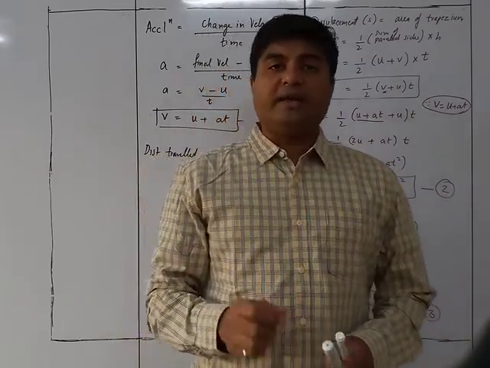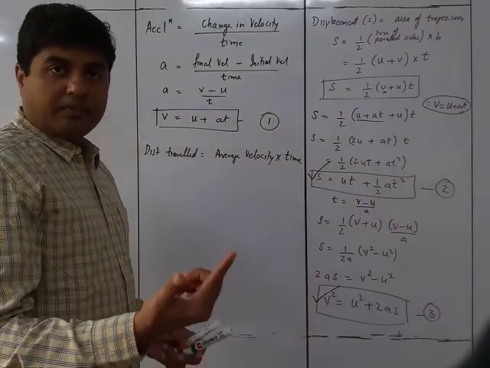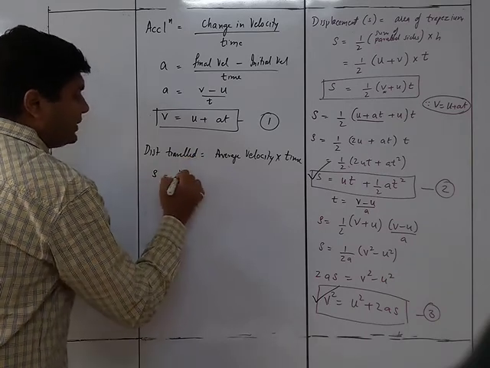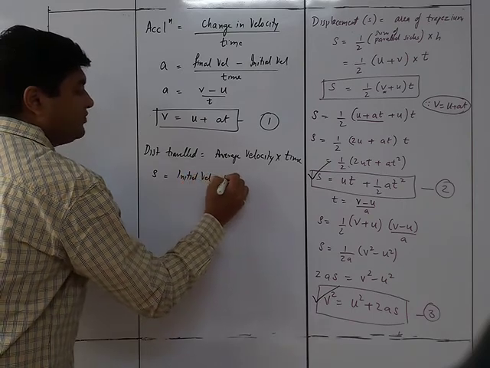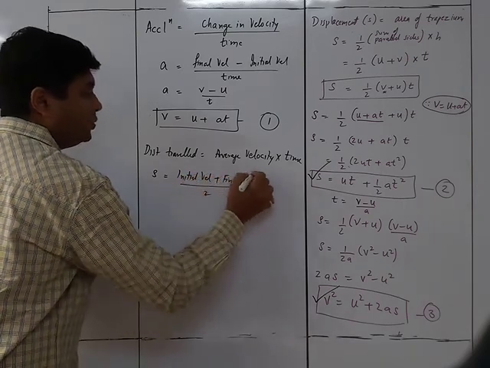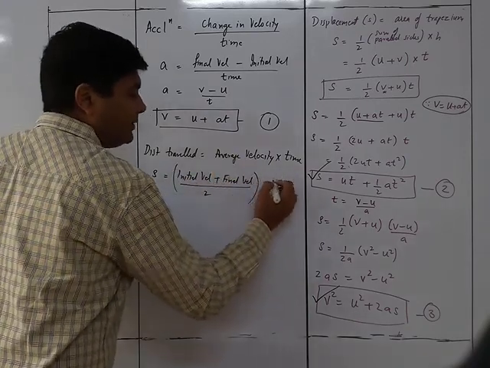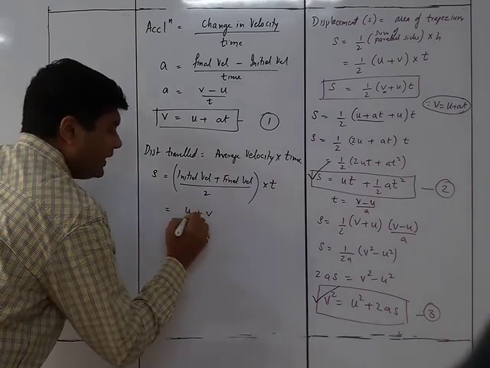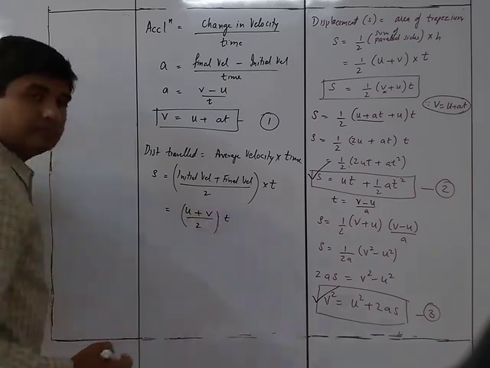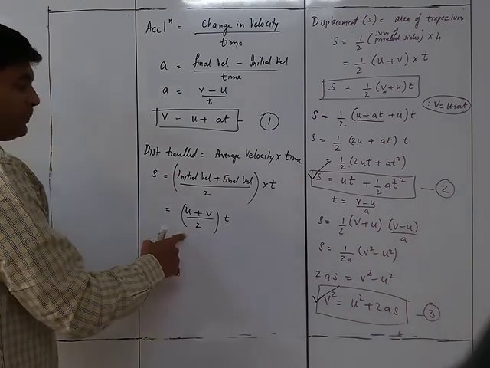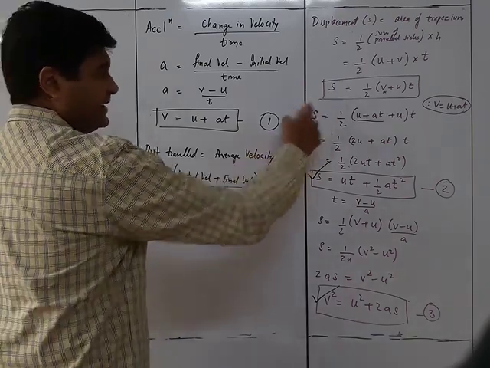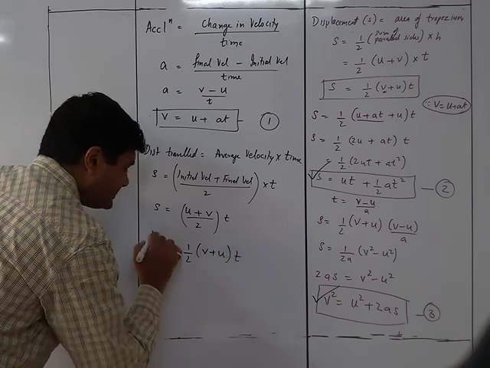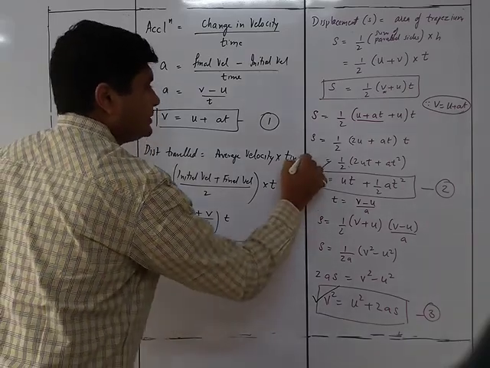Now here the average velocity is nothing but the sum of observations upon the number of observations. So it is nothing but s is equal to initial velocity plus final velocity upon 2, that is the average velocity, into time. So this is u plus v upon 2 the whole into t. If you see carefully, you will find that this and this are one and the same, because this can be written as s is equal to 1 upon 2 v plus u into t. This is the same as this one.